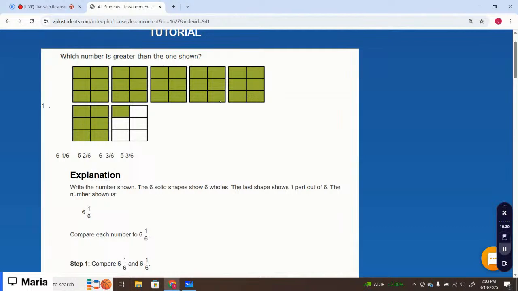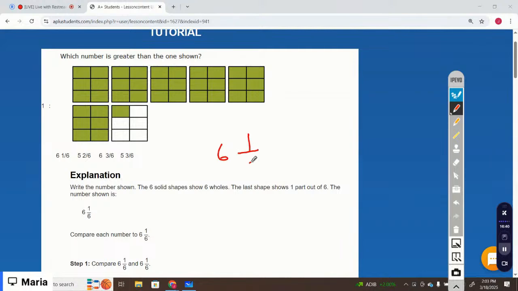And then for the last one, you have only one portion colored out of six. So the number that is shown in the figure is 6 whole 1 over 6. Now the question is, which number is greater than? You have to find a greater number than 6 whole 1 by 6. That is 6 whole 1 by 6, that they are exactly equal. Then you have 5 whole 2 by 6, the whole number is 5. 5 is less than 6. This is the greatest number, 6 whole 3 over 6. They have same whole number, but the 3 is greater than 1. So the number that is greater than the shown is 6 whole 3 by 6.